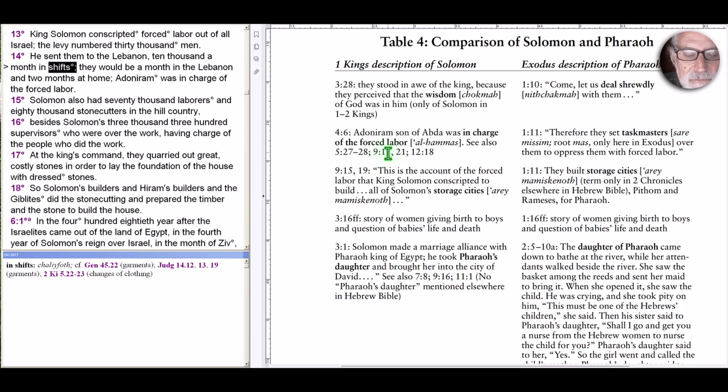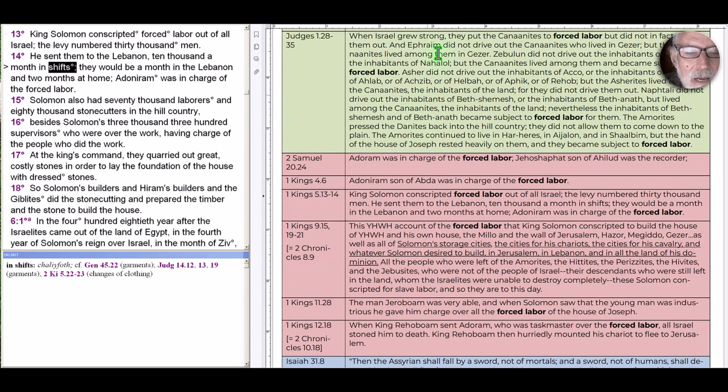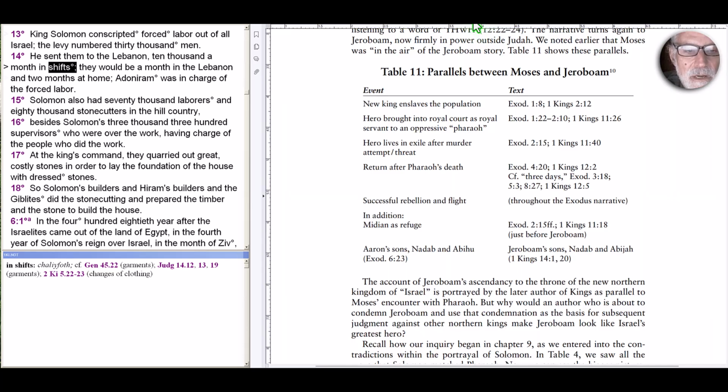But then 9:15, the passage I just showed as the summary of that in 21, and then one other reference. But here we see the exact same word used for what Pharaoh did. It's only here in Exodus. So it's a rare word, and I just showed you how many times it came up in this chart here, not that many, and it connects them together. But it not only connects them together, we can also see the parallels between Moses and Jeroboam.